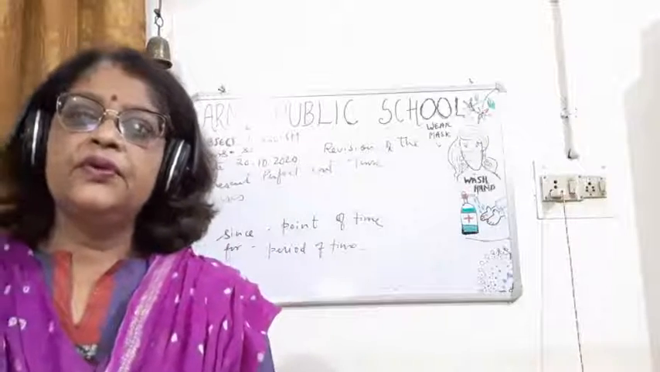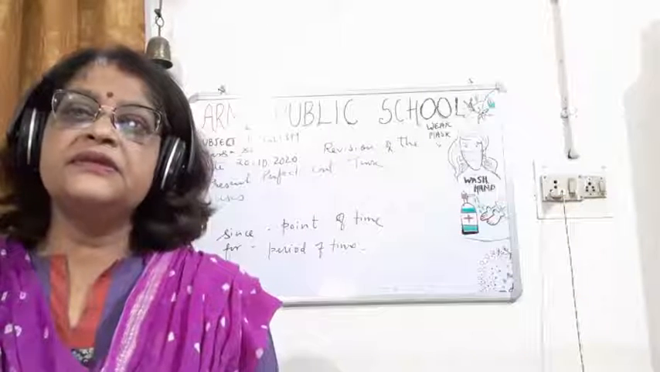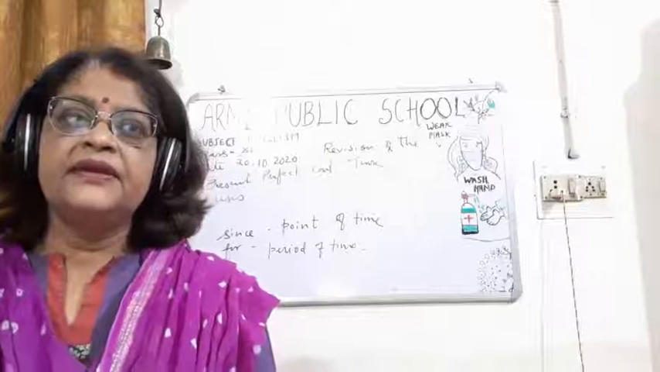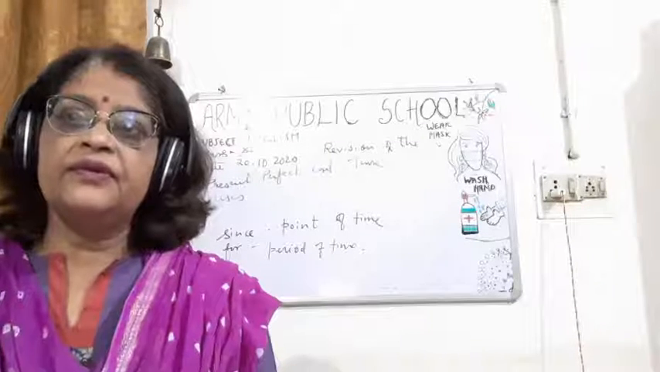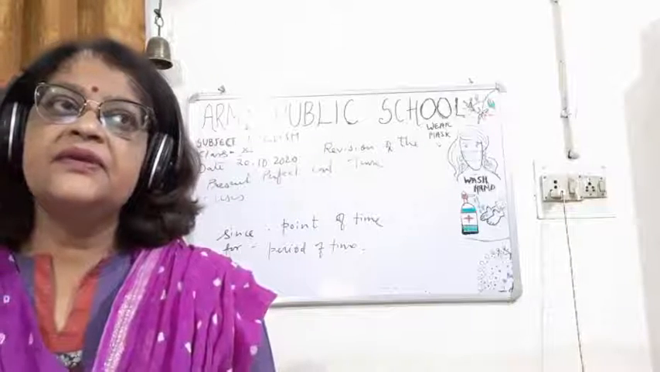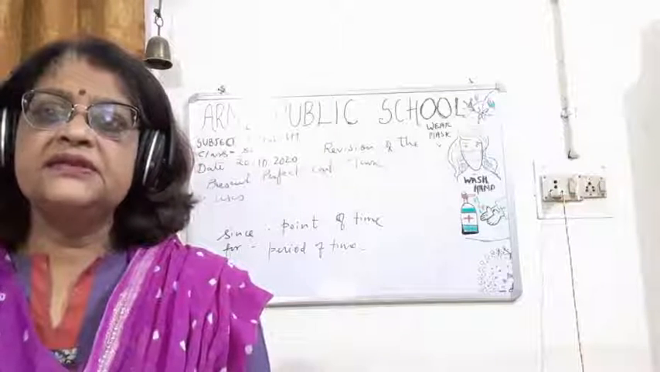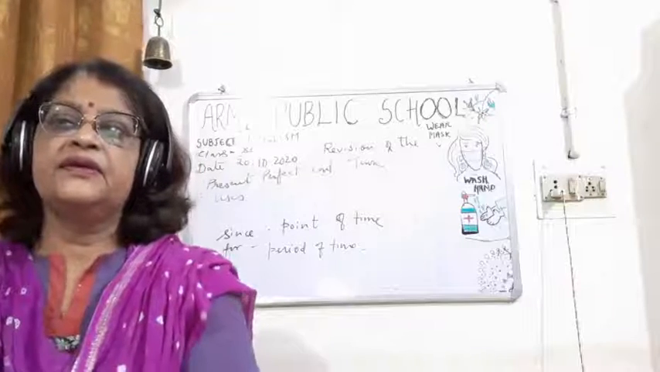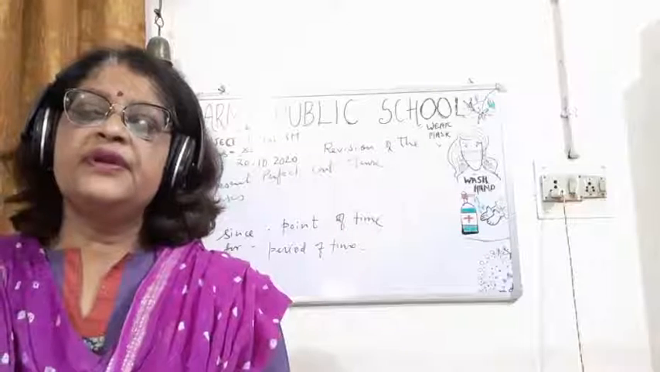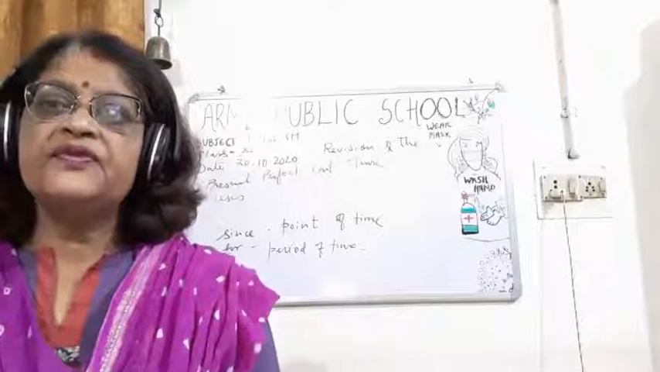Now, what is a point of time and what is a period of time? A point of time, children, means almost the exact time. Like, I wake up at 5 o'clock. He sleeps at 10 o'clock. So this is the exact time. Our school starts at 7:30 a.m. This is a point of time. He goes to school at 9:30. These are points of time.